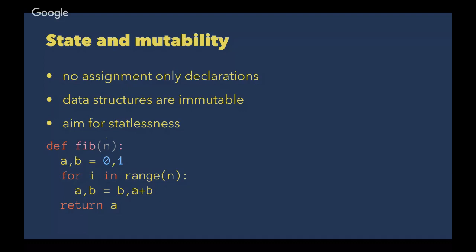There is an example of a Fibonacci function in Python, and you can see this is very imperative. We declare variables, then assign a and b, and we have a loop, which we don't have in functional programming. So this is something you can never do in a functional language.